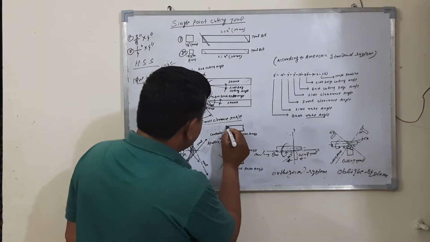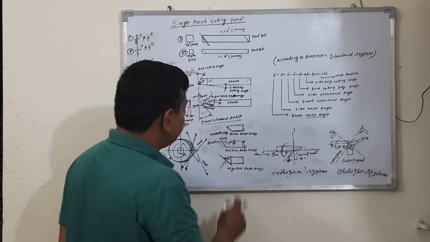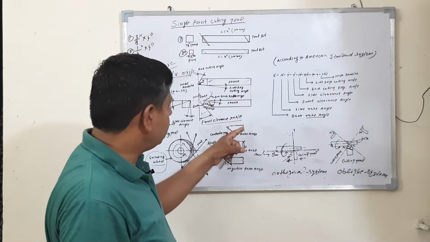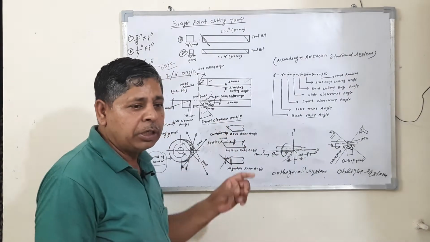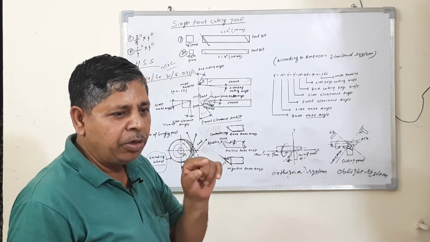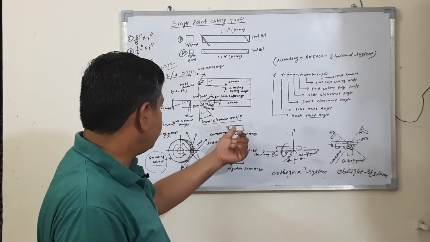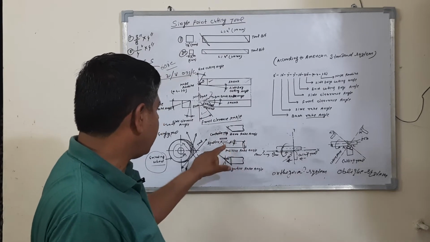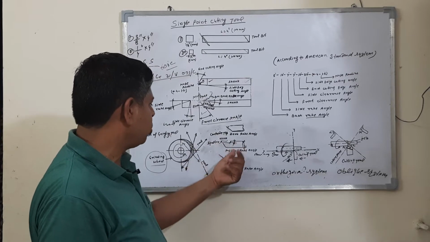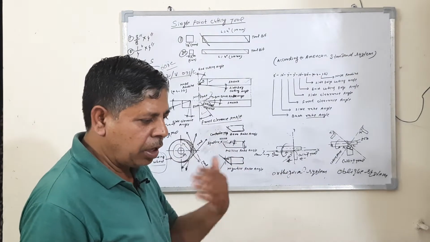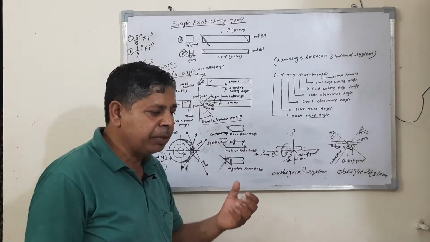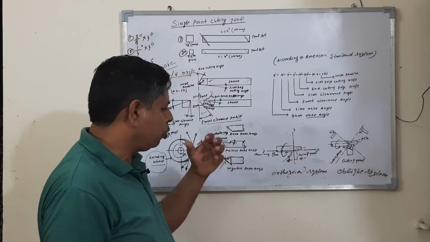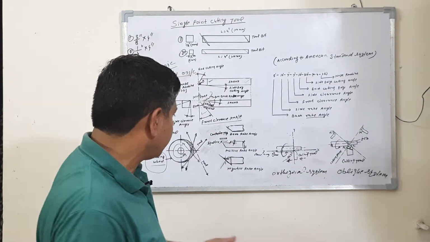The tool is ground in this way. There is no rake angle, so this angle is called the zero rake angle. This type of tool is used for removing hard work material with low depth of cut. This type of angle is performed on the tool. This type of tool is used for high speed with high depth of cut, very high speed, and this type of tool is used for mass production.